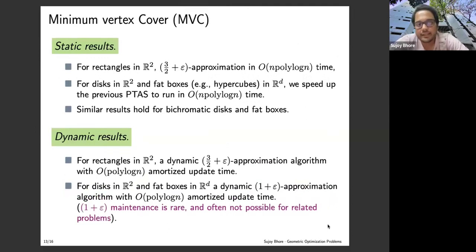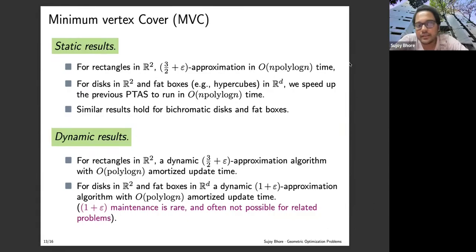So we show that for rectangles, one can get 1.5 plus epsilon approximation in polylog n time. For disks and fat boxes, we actually speed up the previous PTASs, and currently they run in polylog n time. Also, it holds for bichromatic disks and fat boxes.